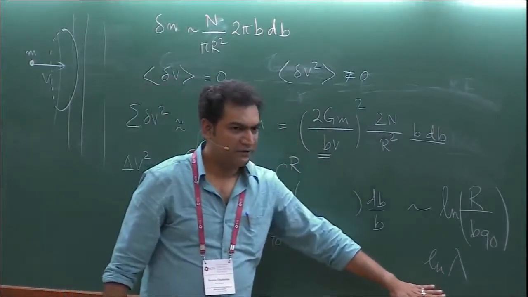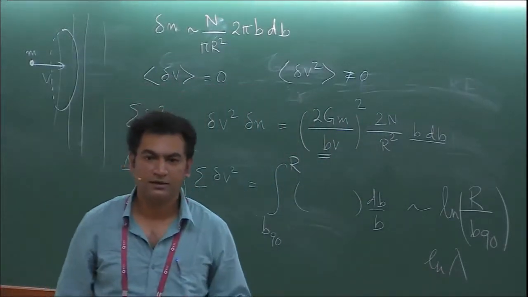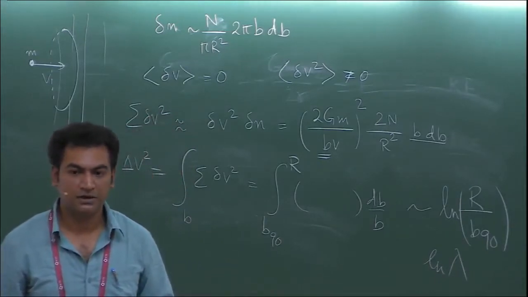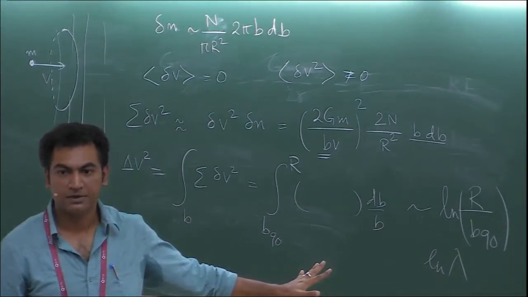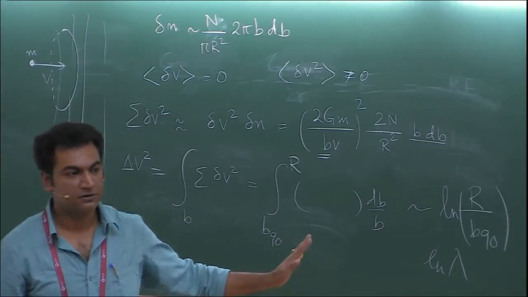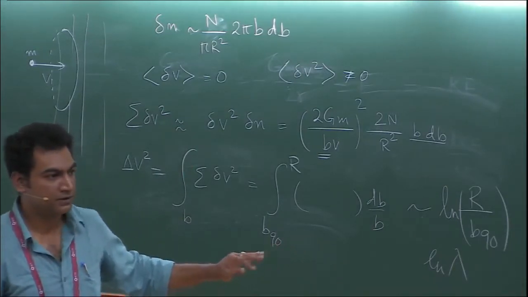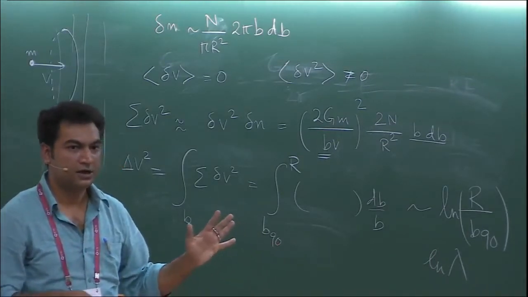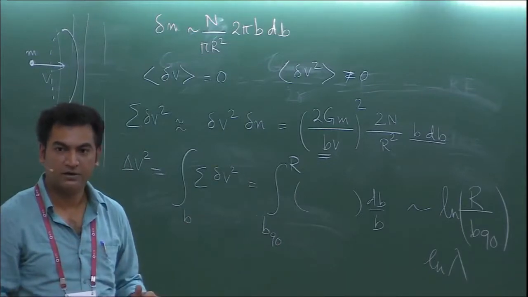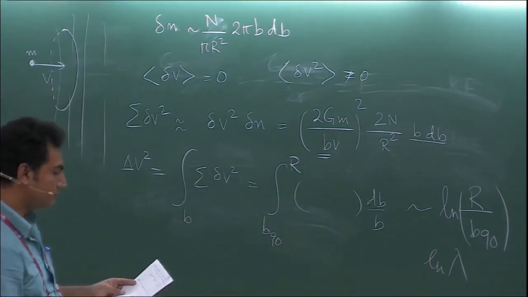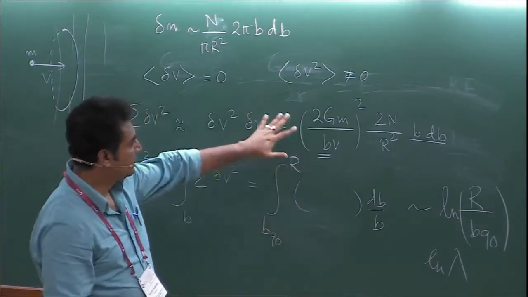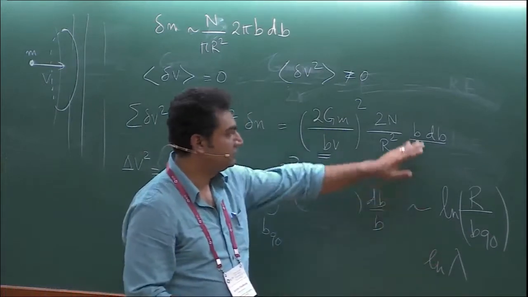If you have solved distributions of charges, for example, something like this also comes up. This is often called the Coulomb logarithm, because in general it comes up for any distribution that has a 1 over r square type force. As soon as you have 1 over r square, whatever you do, this kind of integration will be of the form dB over B.